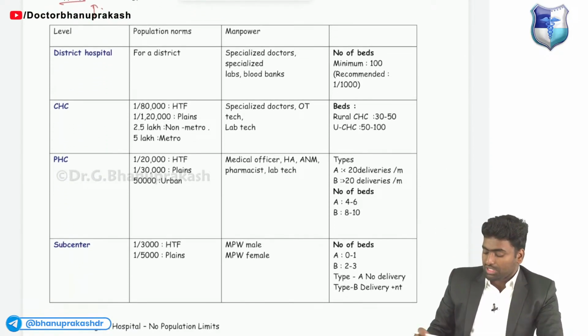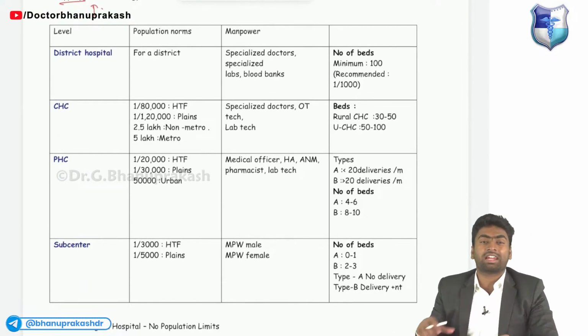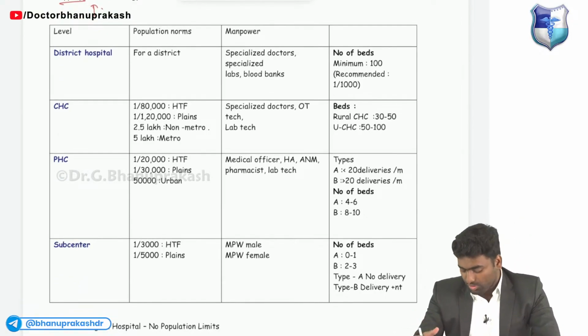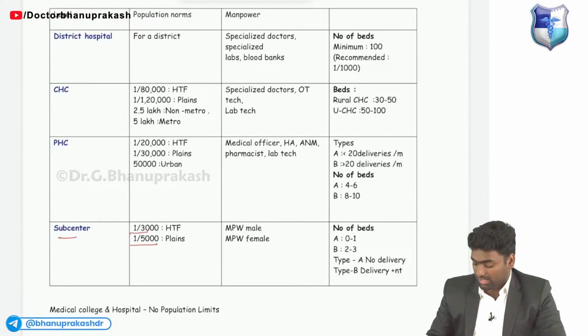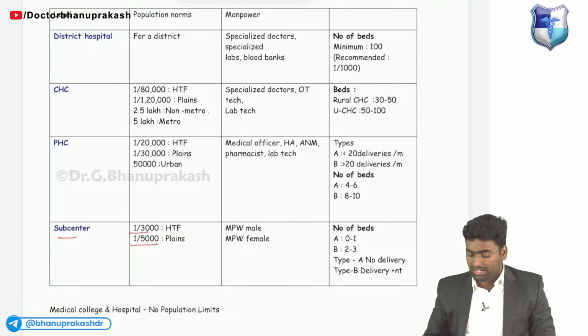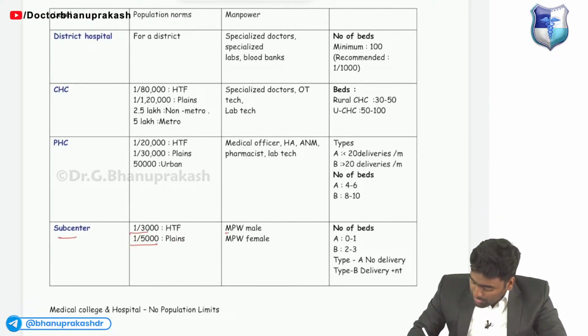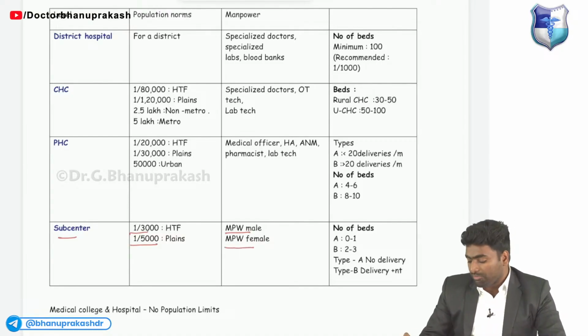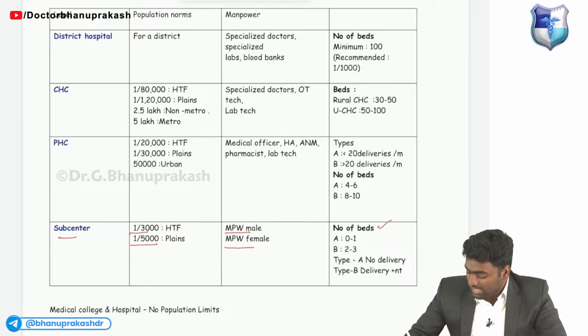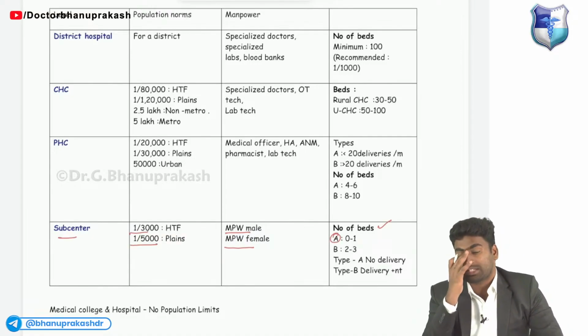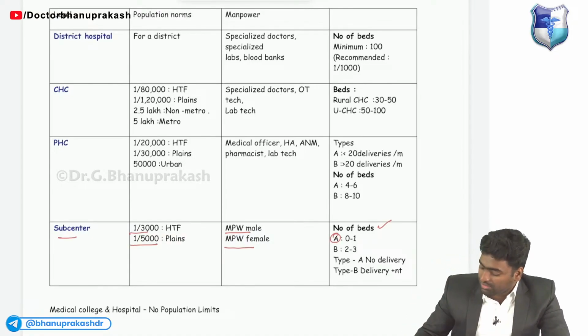And we'll come to the numerical part, how much is the requirement for a PHC, subcenter and the rest. For the subcenter, it is 1 per 5,000 in plains, whereas in hilly or tribal areas, it is 1 per 3,000 population. The staff in a subcenter are the multi-purpose worker male and multi-purpose worker female. The number of beds is 0 to 3. In type A, which is just for monitoring or rest, there will be 0 or 1 bed.